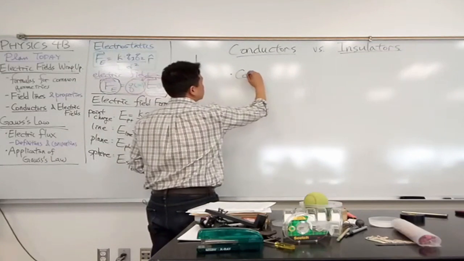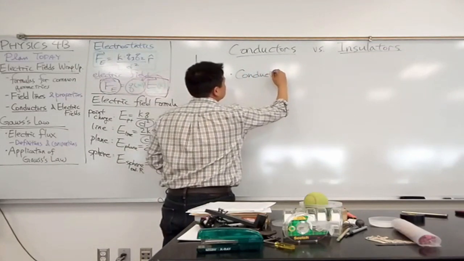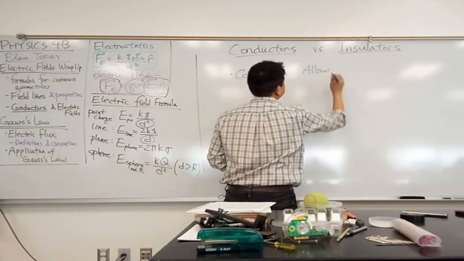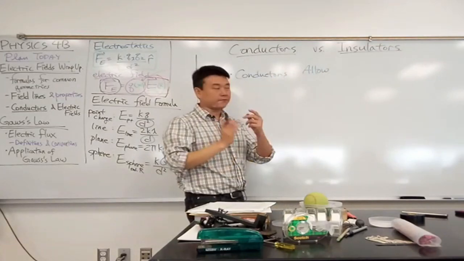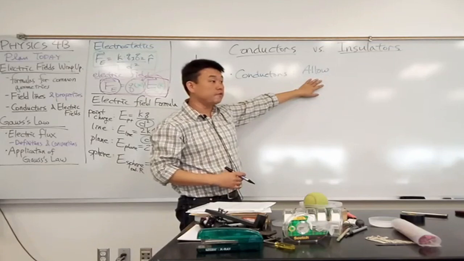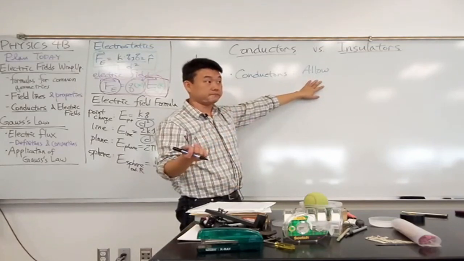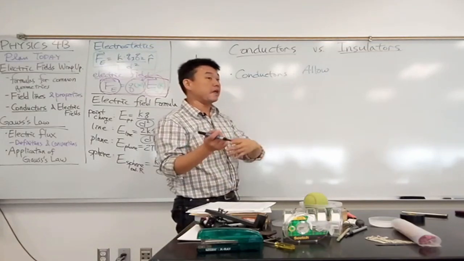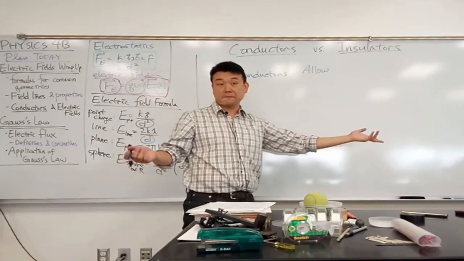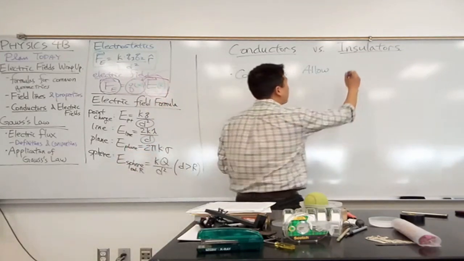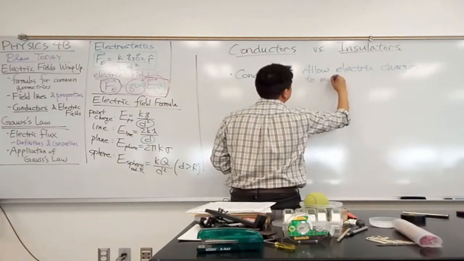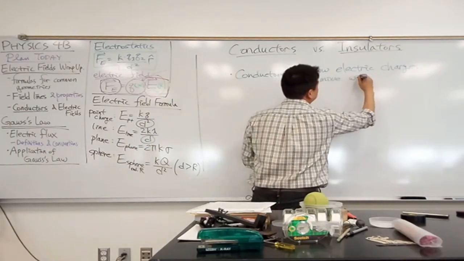So conductors, let me be more careful with the exact phrasing, they allow electric charges to move within the conductor. Right? So it allows the electrons to flow from one side to the other if something makes them. But the key thing is they allow electric charges to move within the conductor.